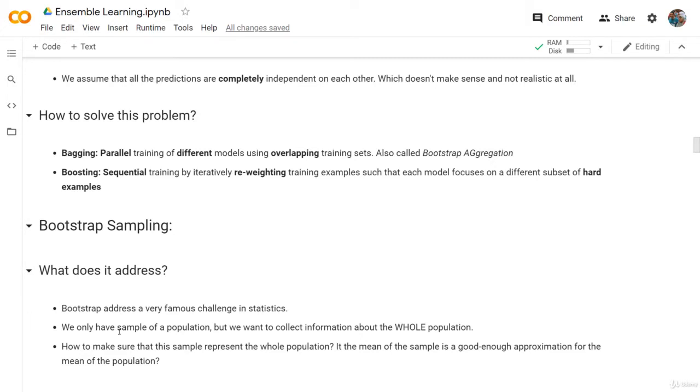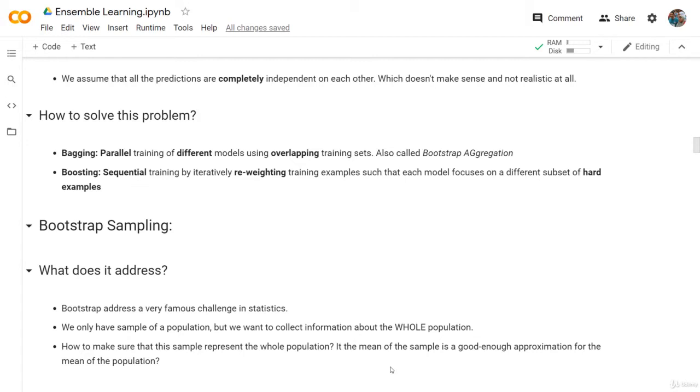We cannot really have the whole population, but we want to collect information about the whole population. So we have a sample of the population and we want to collect information or make decisions for the whole population. Okay, so the question is now how to make sure that the sample that we have represents the whole population. Is the mean of the sample a good enough approximation for the mean of the population? So let's say we went to the street and we collected data about heights, for example, okay?